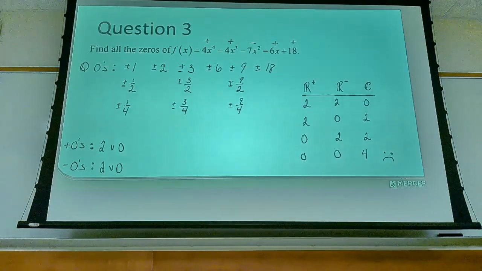So I have to go. 4 times 3 halves is 6, minus 4 is 2, times 3 halves is 3, minus 7 is negative 4, times 3 halves is negative 6, minus 6 is negative 12, times 3 halves is negative 18, plus 18 is 0.